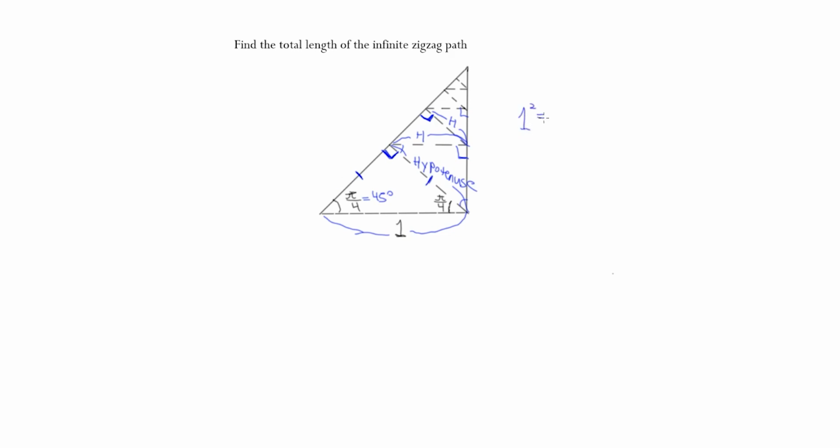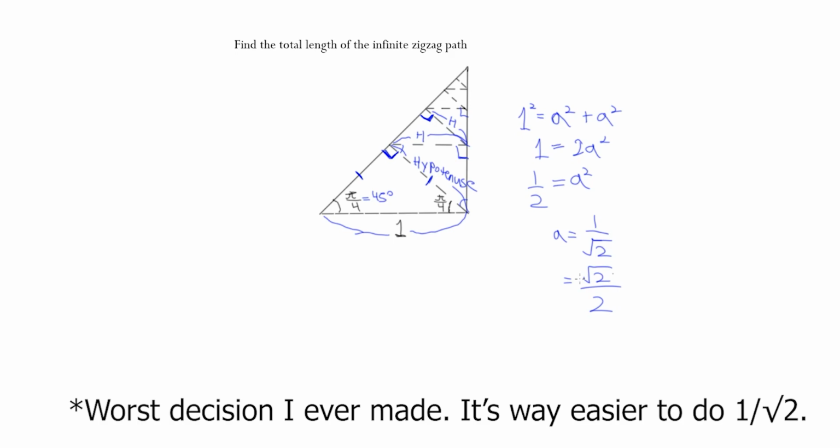a squared plus b squared is equal to c squared. In our case, both sides are the same length, so we can call both of them a squared. 1 squared is just 1, 2a squared equals 1. So our a length is equal to 1 over the square root of 2, which is also equal to root 2 over 2. They're both the same thing. You don't have to do it as root 2 over 2. You can keep it as 1 over root 2. But I'm just going to do root 2 over 2 as my a.